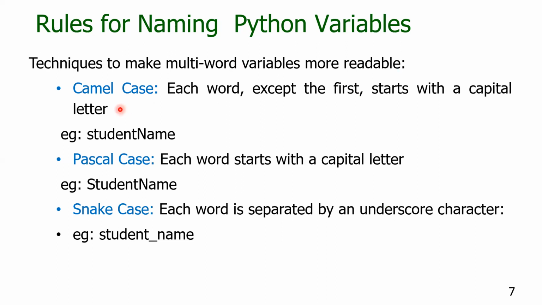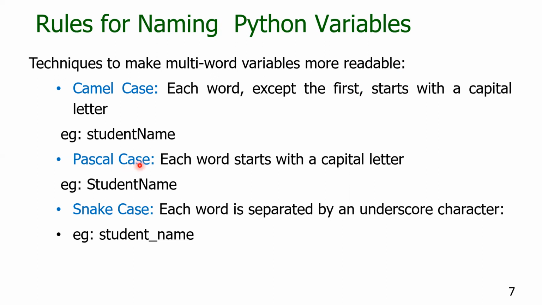That means either we can go for a camel case naming convention, or a Pascal case naming convention, or a snake case naming convention. In case of camel case naming convention, each word except the first word starts with a capital letter. So here in case of student name, it consists of 2 words. The first word will be normal, that is lowercase, whereas the second word starts with a capital letter.